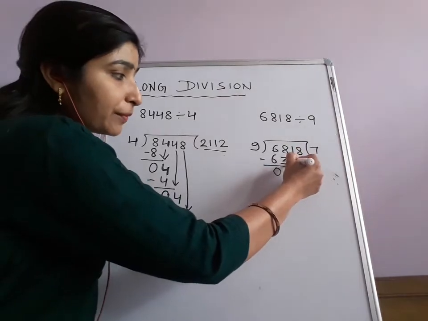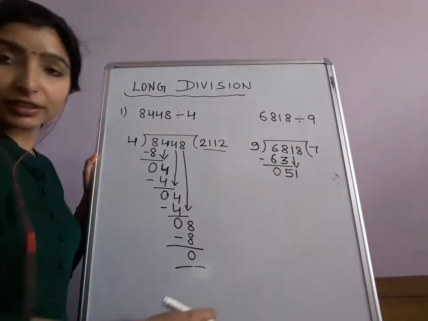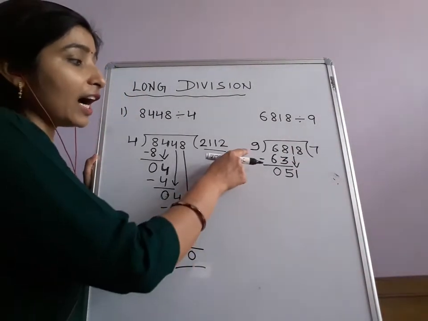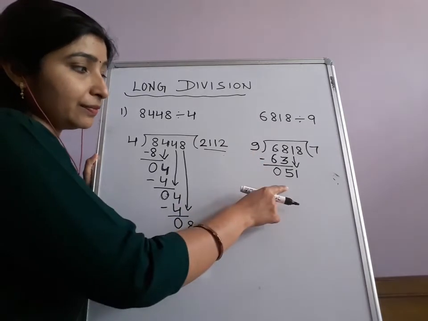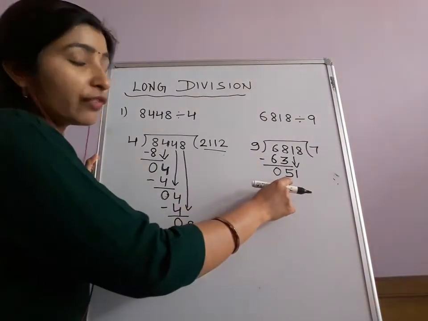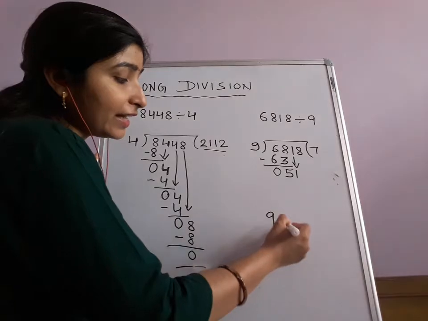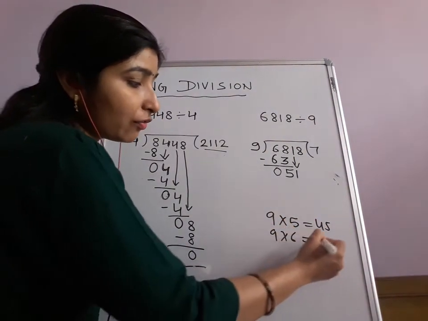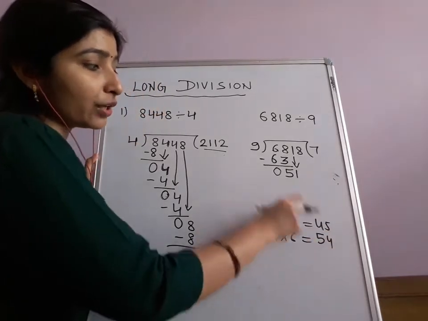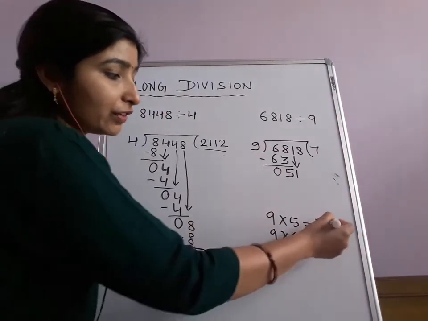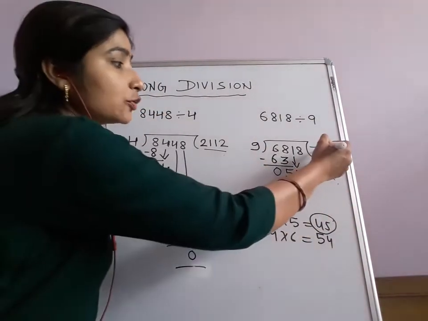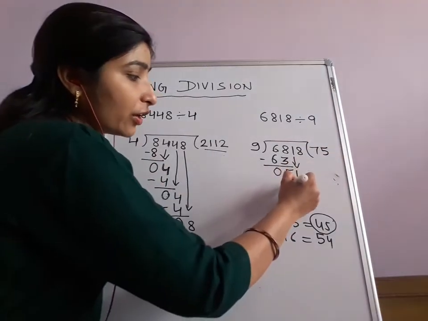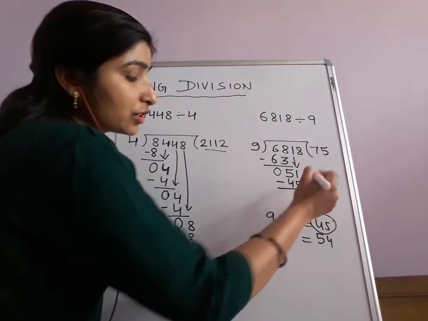Now next step, you have to bring down this 1. Now 51 will come. So 9 5s are 45 and 9 6s are 54. 54 is bigger than this. So what will we take? 45. So 9 5s are 45. Now subtract this.